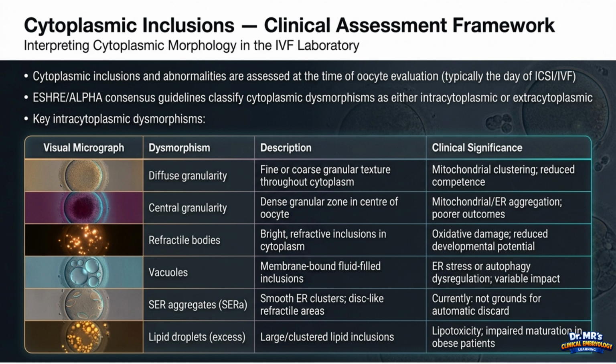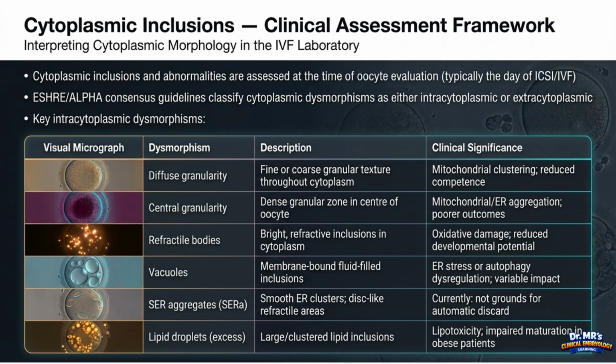Smooth endoplasmic reticulum aggregates, disc-shaped clusters of smooth endoplasmic reticulum membranes, appear as distinct refractile areas in the cytoplasm and are associated with altered intracellular calcium distribution. The current European Society of Human Reproduction and Embryology guidance holds that smooth endoplasmic reticulum aggregates alone should not be grounds for automatic oocyte discard.